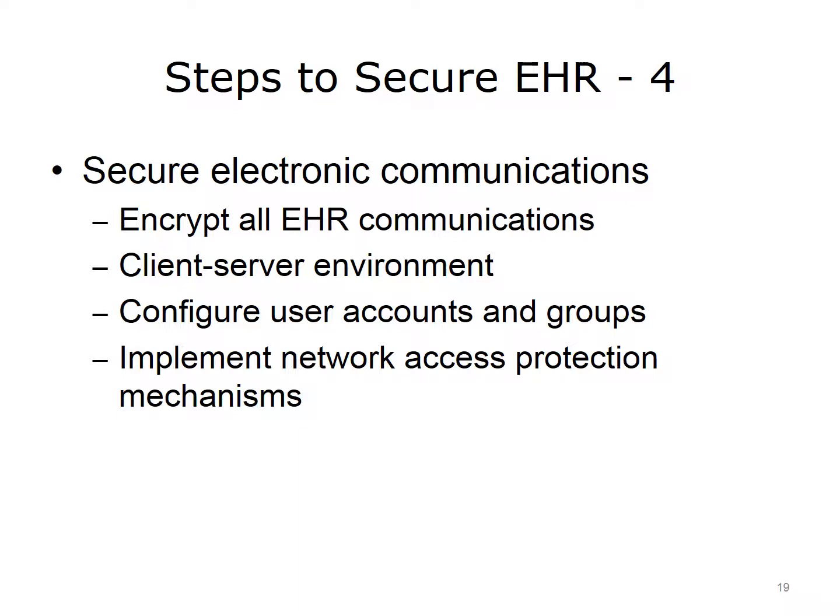Organizations should implement network access protection mechanisms. For example, if a device attempts to connect to a network, the system should first examine the device to verify that it has had critical updates applied to its operating system. The system should then require that the device attempting to connect to the network has antivirus protection software installed and verify that its firewall is enabled.